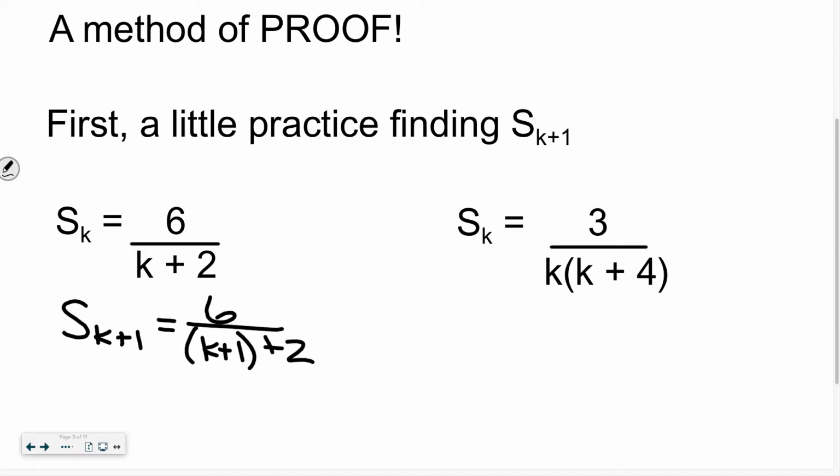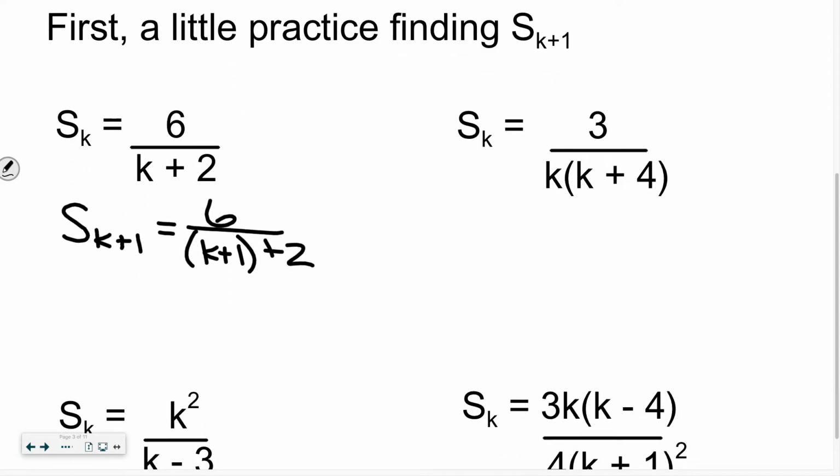Now, I do like to protect it with parentheses so that if I need the parentheses, I have them. There's nothing to distribute or no exponent, so I don't really have to worry about it. I can go ahead and add in the denominator. That's 6 over k plus 3.